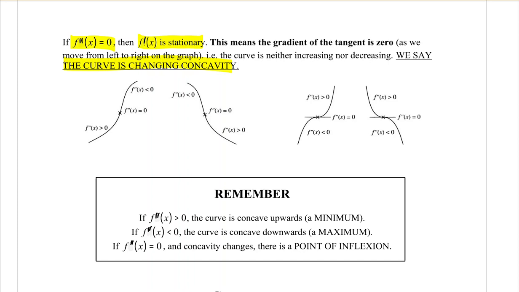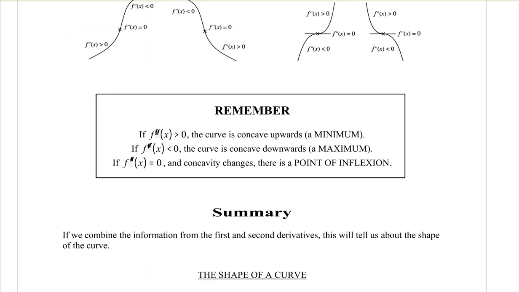There's a summary down below. Let's look at the summary down below. It's easier. So remember, if the second derivative is greater than 0, our curve is concave up, and for a point, it will mean that it's a minimum turning point if we've found a point there. If the second derivative is less than 0, our curve is concave down, and if we find the stationary point there, it will be a maximum. If the second derivative is equal to 0, and please note this part, it says, and the concavity changes.